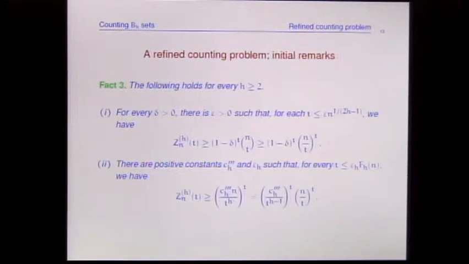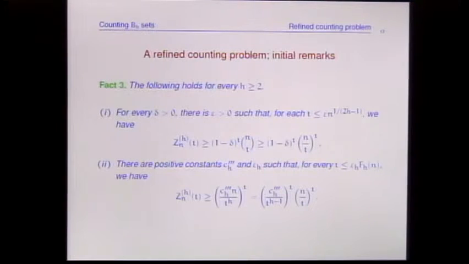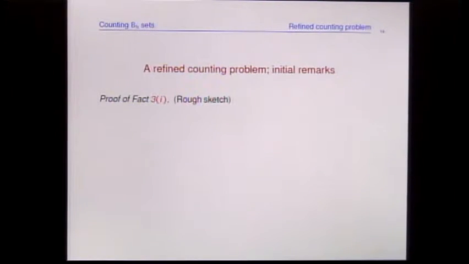So something happens at this point here, n to the 1 over 2h minus 1. Up to here it is quite big, but then... Now, let me try to give you an idea of how these numbers work. For that, I will give a rough sketch of the proof of these two lower bounds. So this first one is when t is very small. When t is very small, we want to bound the number of B_h sets.